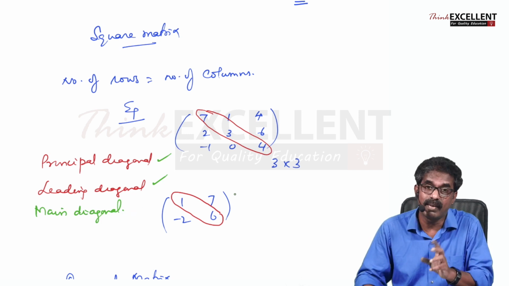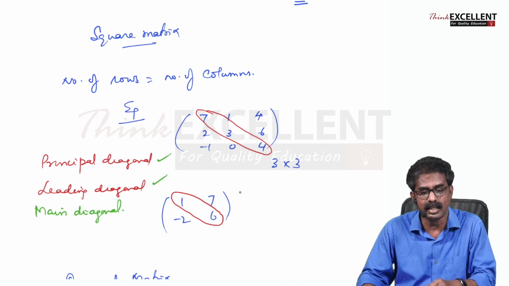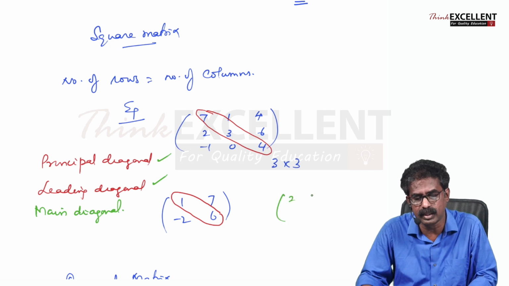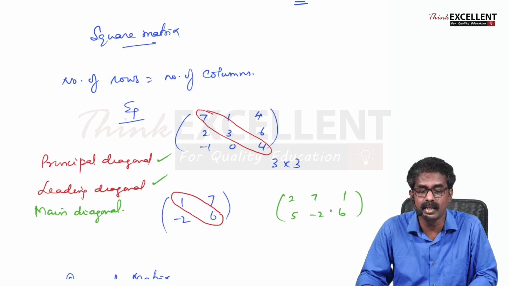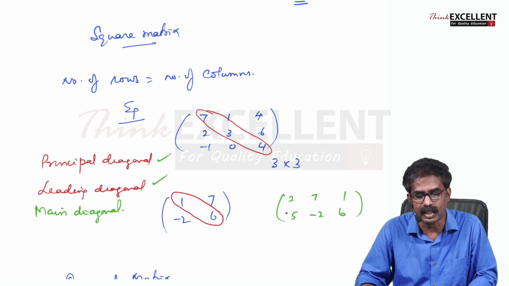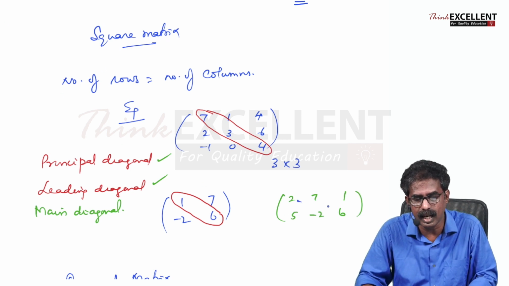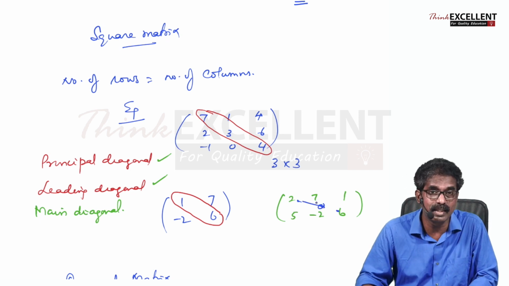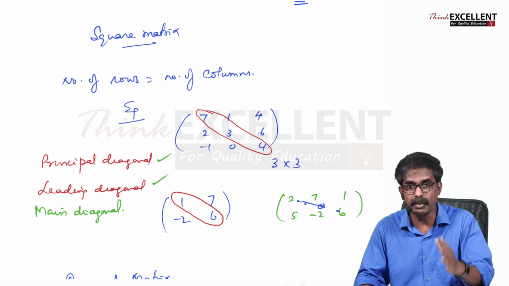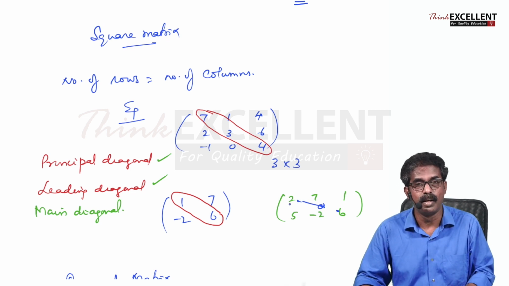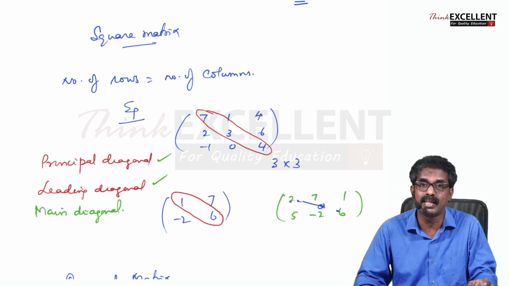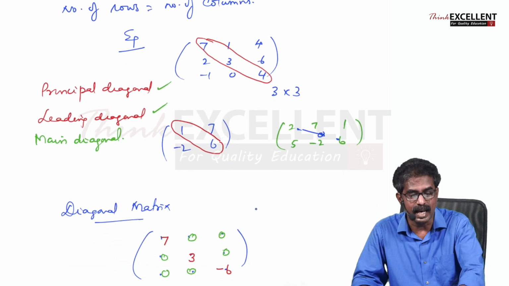Only for square matrix you can find diagonal. Suppose I take a matrix 2, 7, 1, 5, minus 2, 6. Can you say the diagonal? You cannot find the diagonal, right? Here 2, then the last 6 is there, but in between something is missing. In geometry, in rectangle also you can draw diagonal. But in matrix, only for square matrix, you can have diagonal.